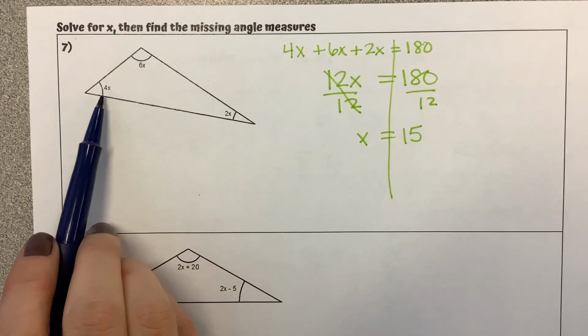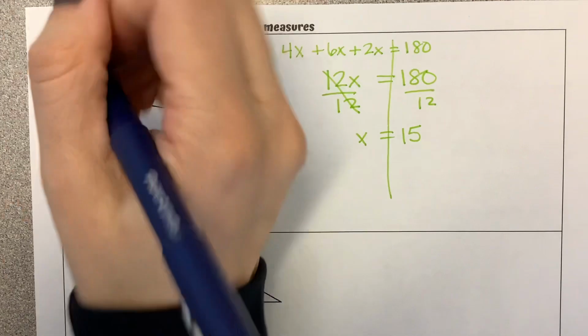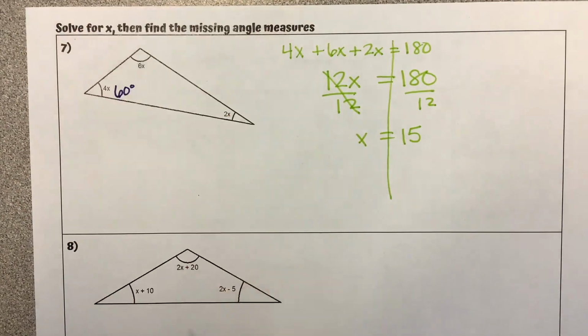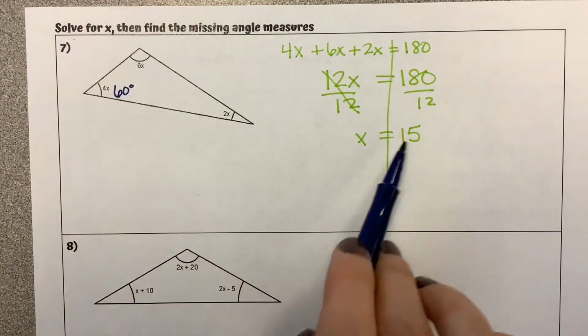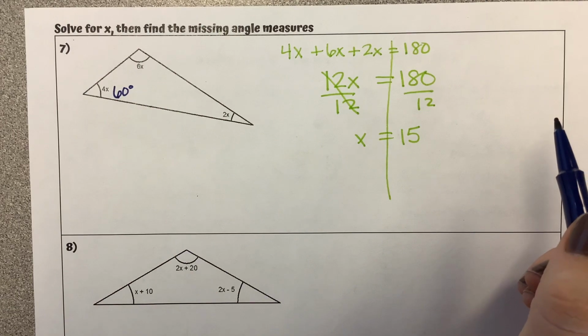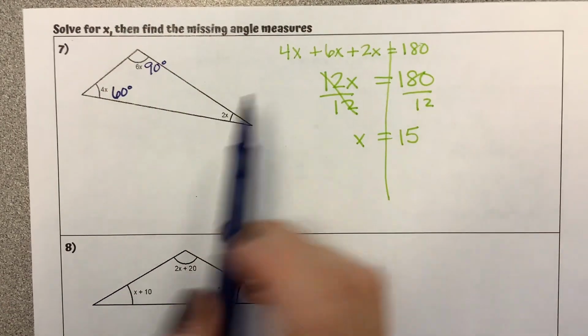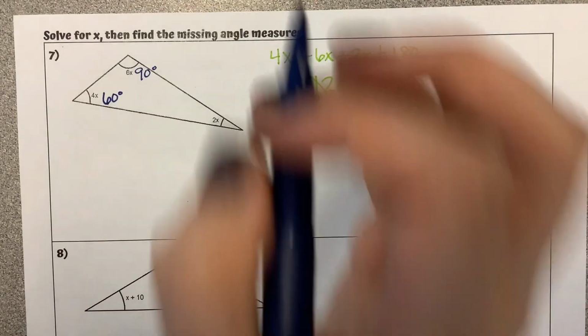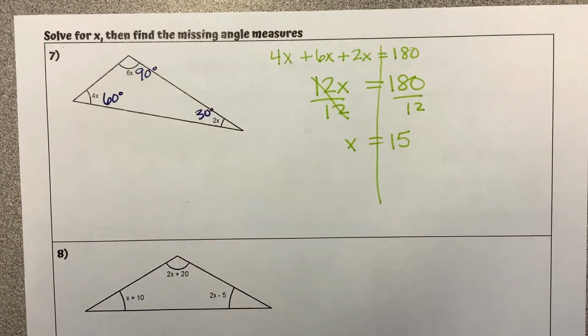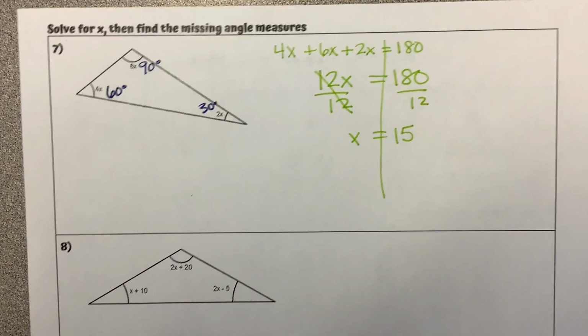Now I'm going to go back and plug this in for each value. This is 4 times x, so 4 times 15 is 60 degrees. This is 6 times 15, which is 90 degrees. And this is 2 times 15, which is 30 degrees.